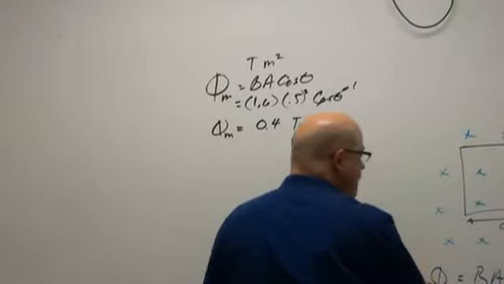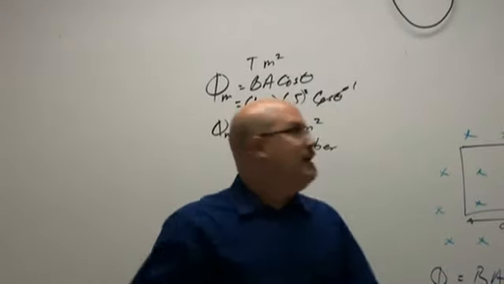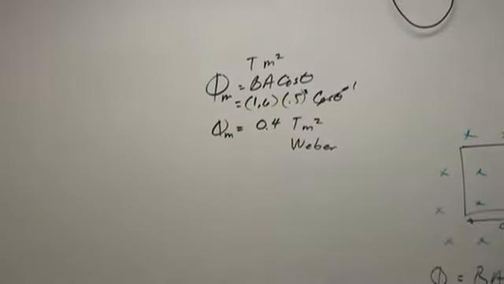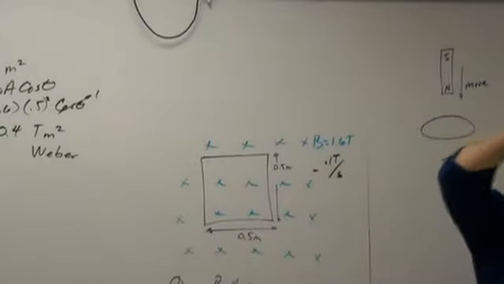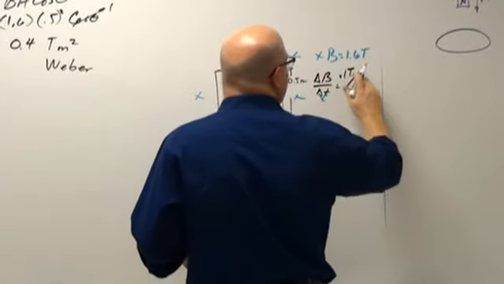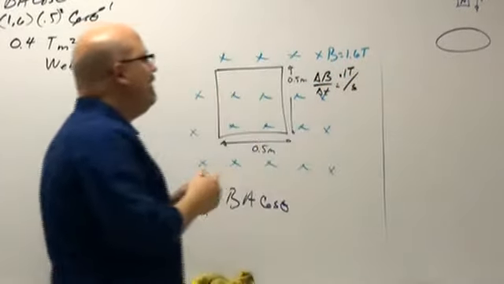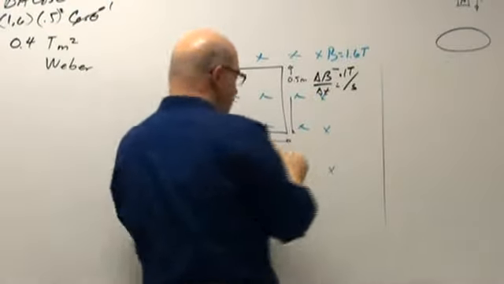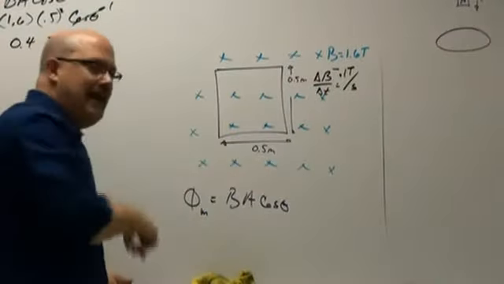All right. Now, everybody, let's say that my magnetic field is decreasing at a rate of 0.1 Tesla per second. That's my delta magnetic field with time. It's 0.1 Tesla per second decrease. All right, everybody.